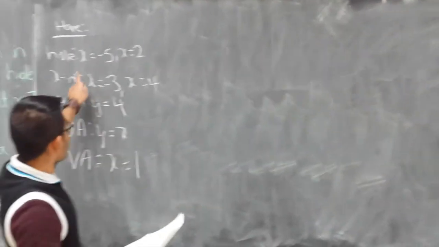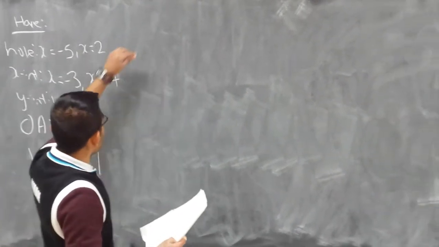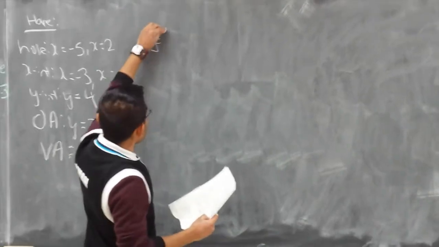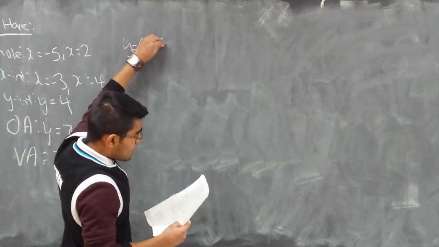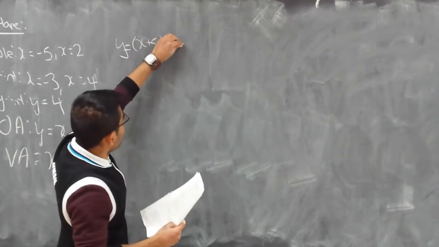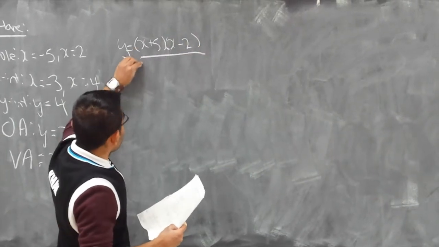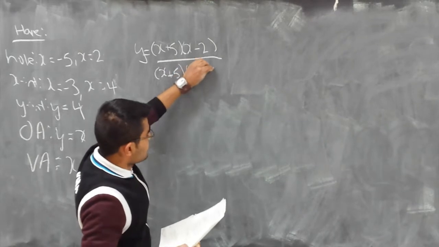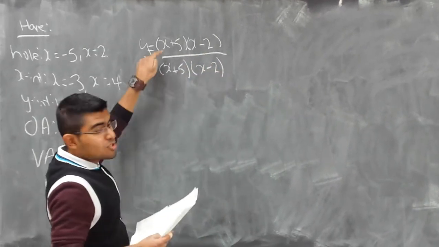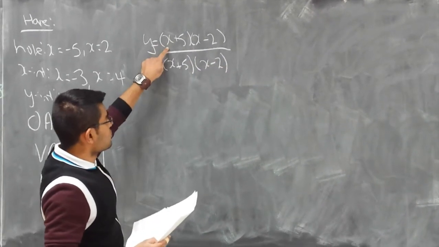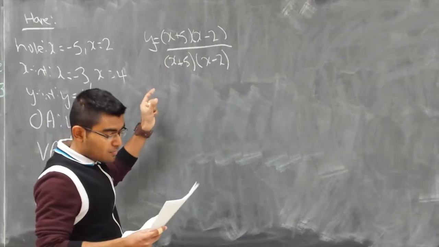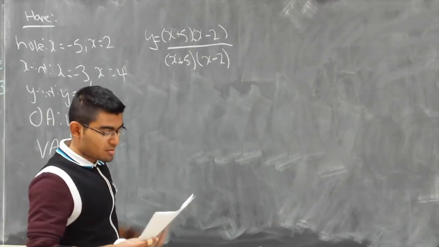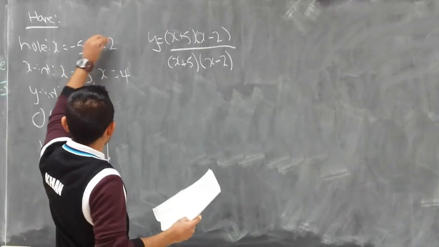So first of all, we're going to use the hole in the equation. To get the hole, we do y is equal to (x plus 5)(x minus 2) over (x plus 5)(x minus 2), because we know that for the hole, the numerator and denominator will cancel out, and it will create a special case in the equation. So the hole is done.